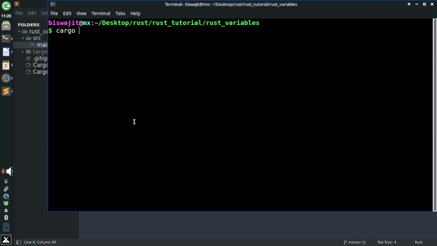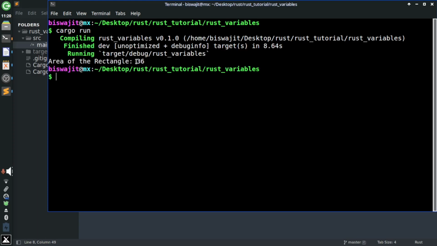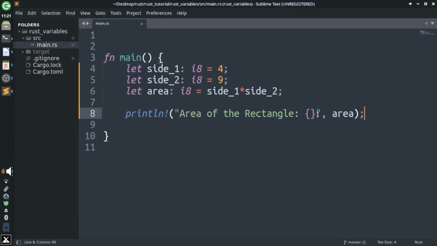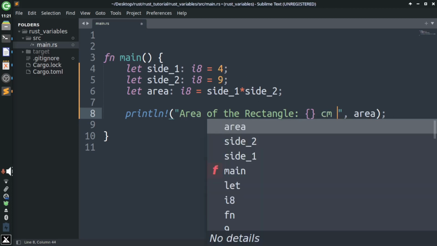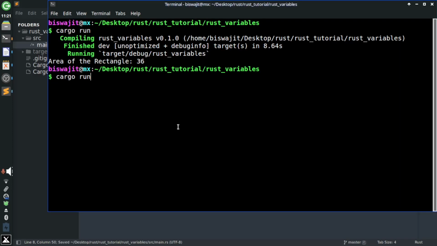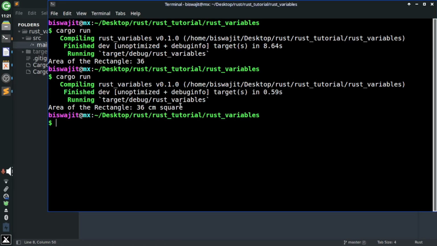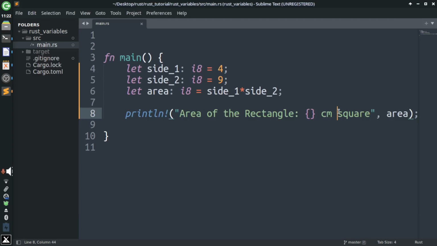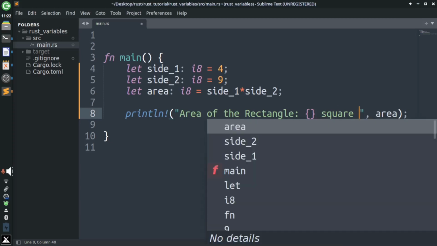Run the code. Here we got the answer. If you want to have a more correct answer, what you can do is you can have the unit also. So this is centimeter into centimeter, which is centimeter square. So run the code. 36 centimeter square, or you can put this square in front as it is more convenient.